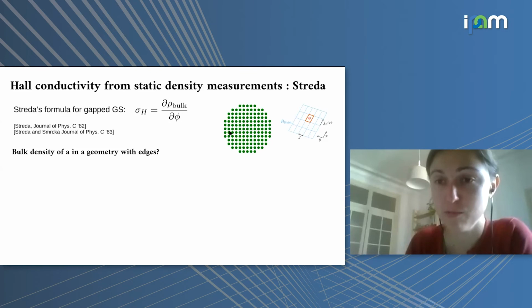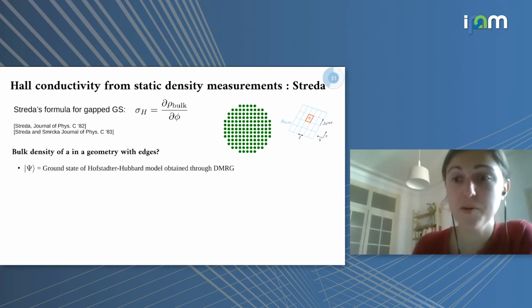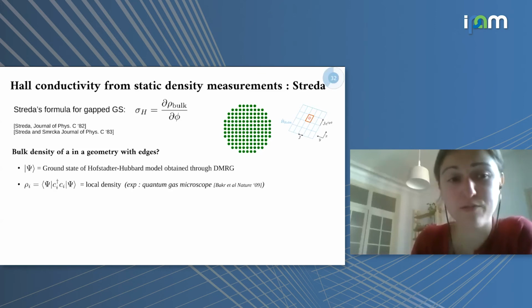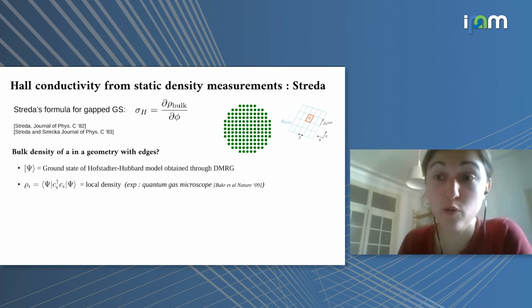So here is the geometry of the system we are using. It's this lattice with, in the result that I'm going to show you, 120 sites. First, you can obtain the ground state of the Hofstadter-Hubbard model that I described in the previous slide through DMRG. And then once you have the ground states, you can calculate the local density, which is defined as written here.